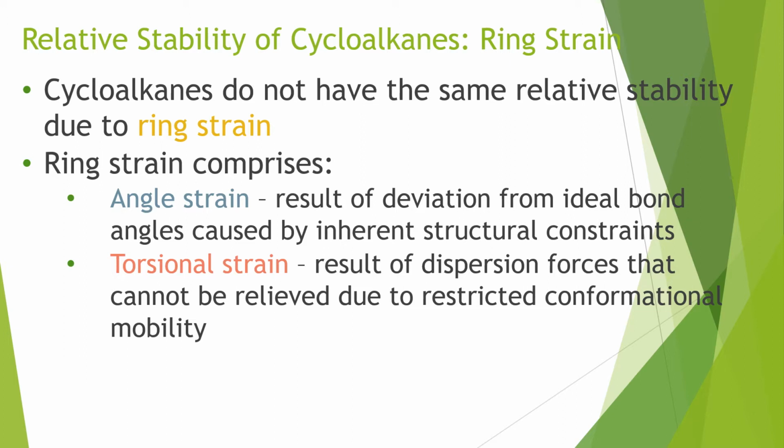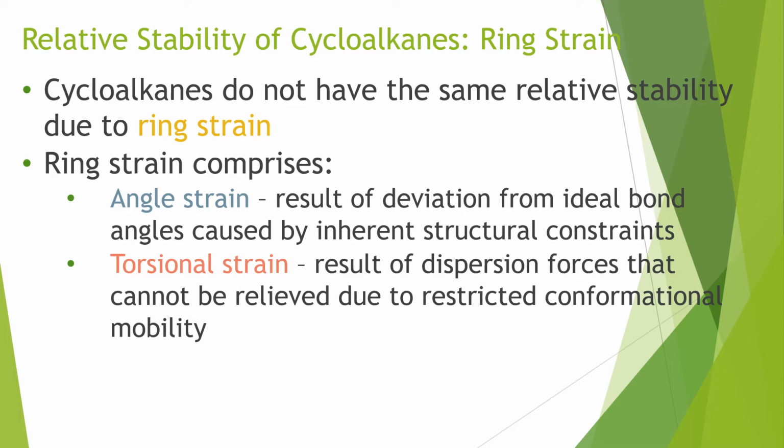So, ring strain comprises two things. Angle strain, which is a result of the deviation from your ideal bond angles caused by the structural constraints of being a ring. If you remember, an sp3 carbon atom likes to have bond angles of 109.5. But if you're forcing several carbons to form a ring, those angles between the carbons are going to be either quite a bit smaller or possibly larger than 109.5. And so that causes strain within the ring.